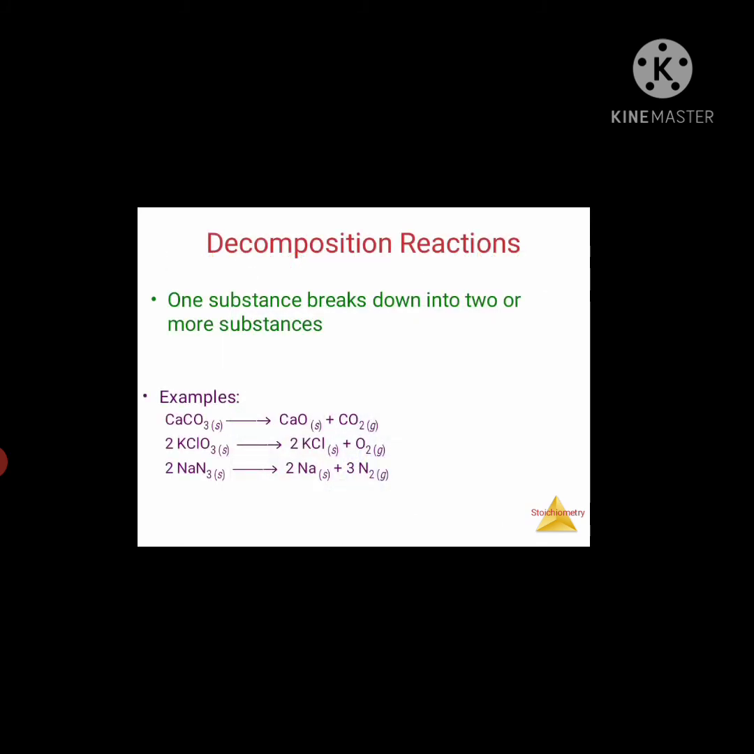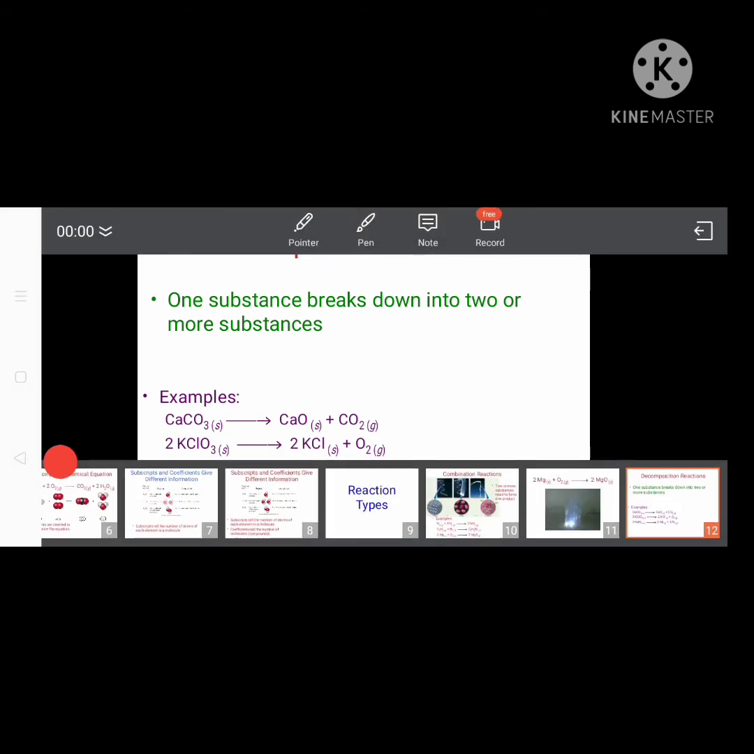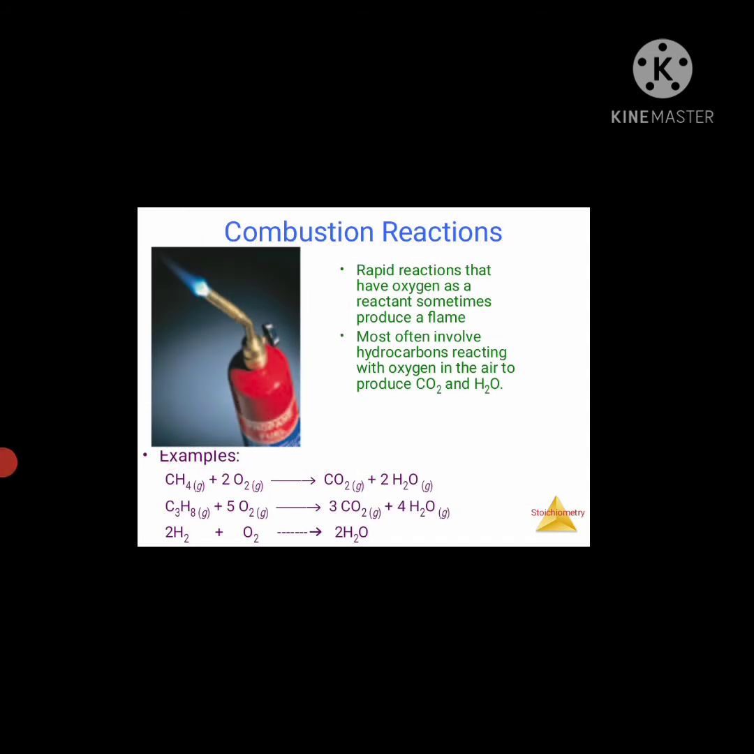Then next, we have the decomposition reaction. This is when one substance breaks down into 2 or more substances. So for example, you have calcium carbonate, which is your chalk. This is solid, forming calcium oxide, which is also solid, plus carbon dioxide gas. So this is an example of decomposition.